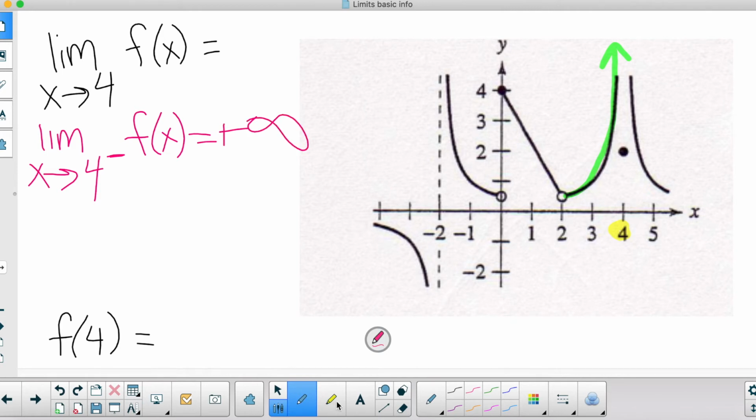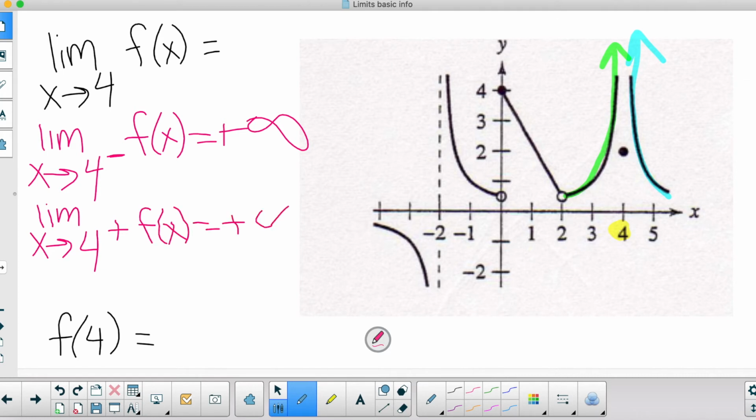Now we got to check the graph coming from the right side. And from the right side, where is that graph headed? Again, from the right, remember, it's that plus sign. And it is going to positive infinity. So they're both headed the same direction. So guess what? Your limit is headed to positive infinity.